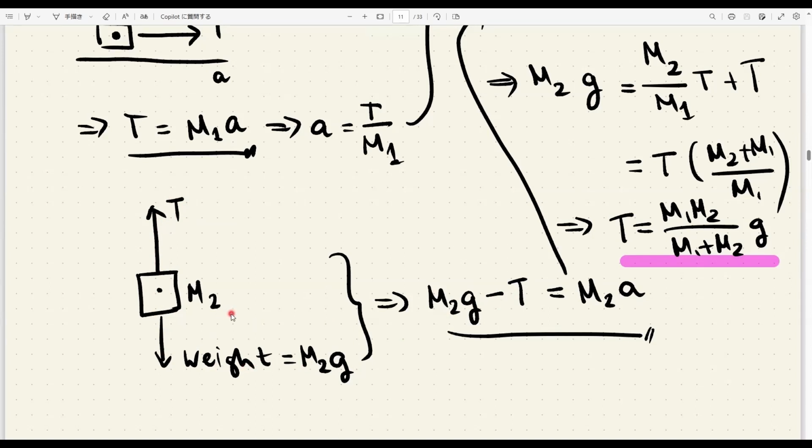Now, on the other side, we just have the product of the mass times acceleration. So the mass is M sub 2, and the acceleration is A. Notice that A here should be the same as A here. Why?